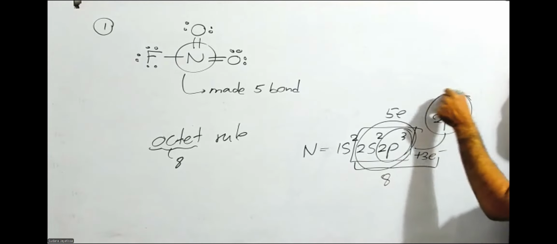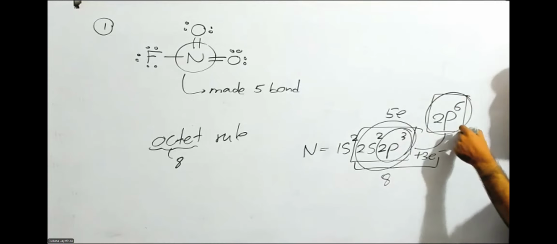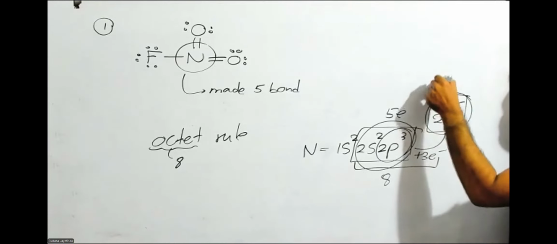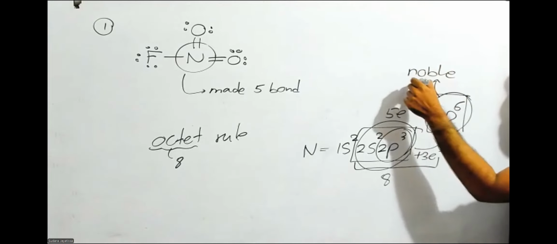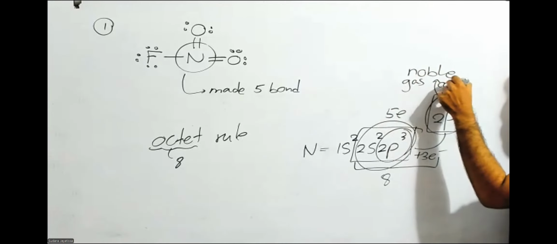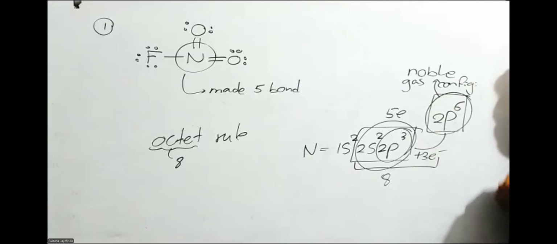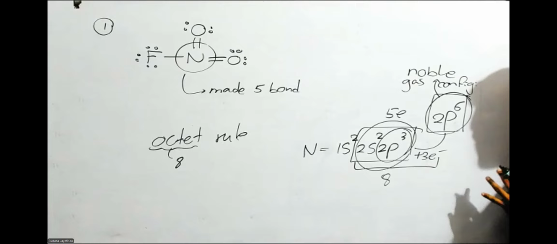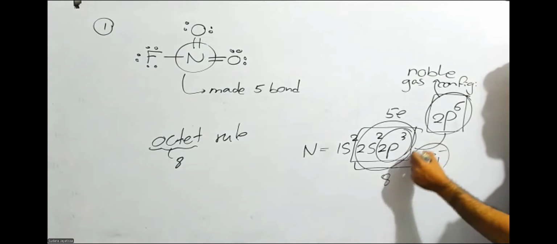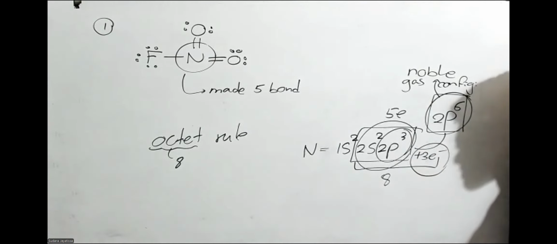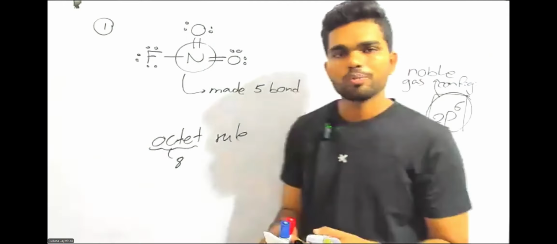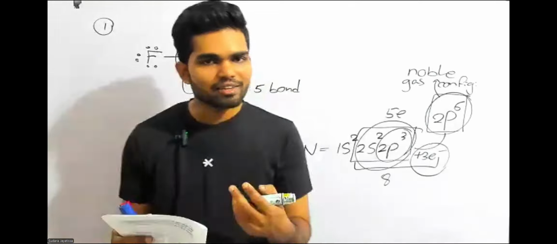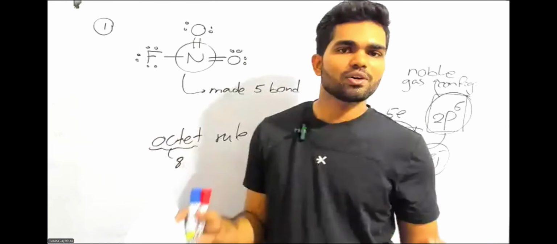Why is this configuration so important? Because that is the configuration noble gases have, so we call it the noble gas configuration. That is the stable configuration, and nitrogen tries to achieve that state. For that, it has to take 3 more electrons. Understood? So, according to the octet rule, elements normally make bonds to complete their octet.